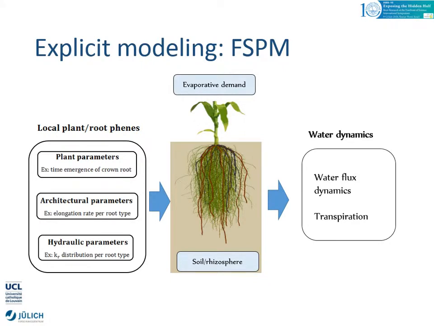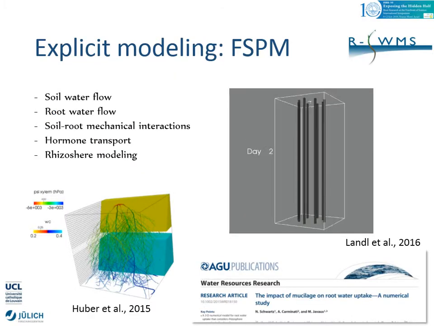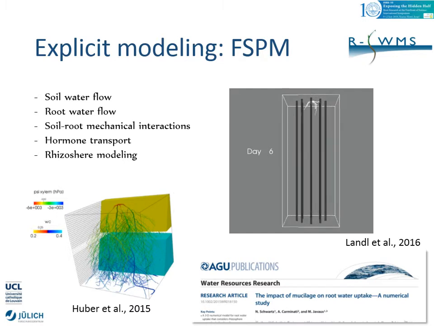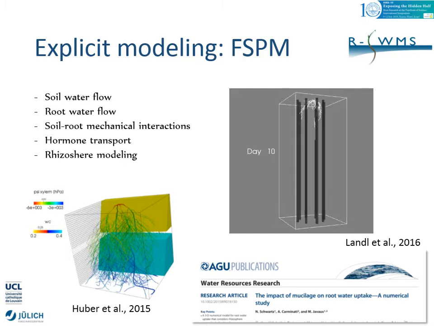So first, a few words about explicit modeling. Explicit modeling is having a 3D root architecture, having plant parameters like time of emergence of crown roots, for instance, elongation rate per root type, KR distribution with root type and root age, and so on. You put everything in a 3D explicit model, which explicitly represents water flow, solute transport, nutrient uptake, and you predict water dynamics, transpiration, water flux dynamics. There is such a model called R-SWMS. I've been working on it for a long time. I won't develop it too much here.